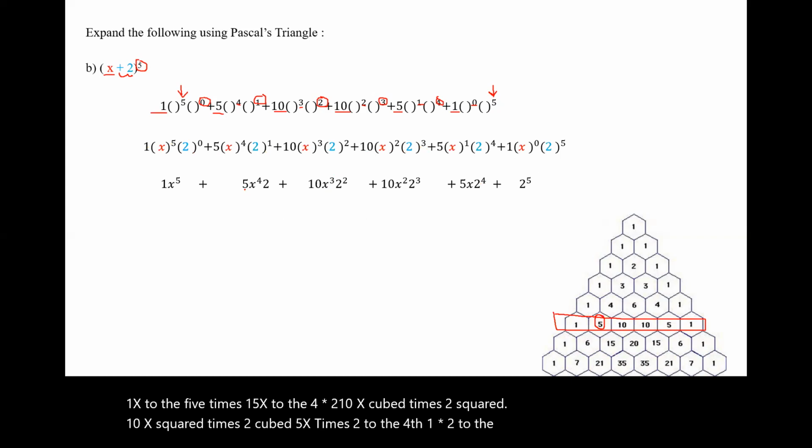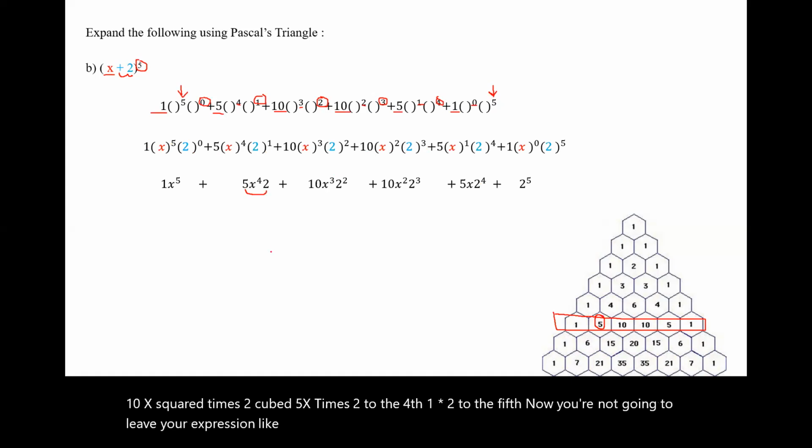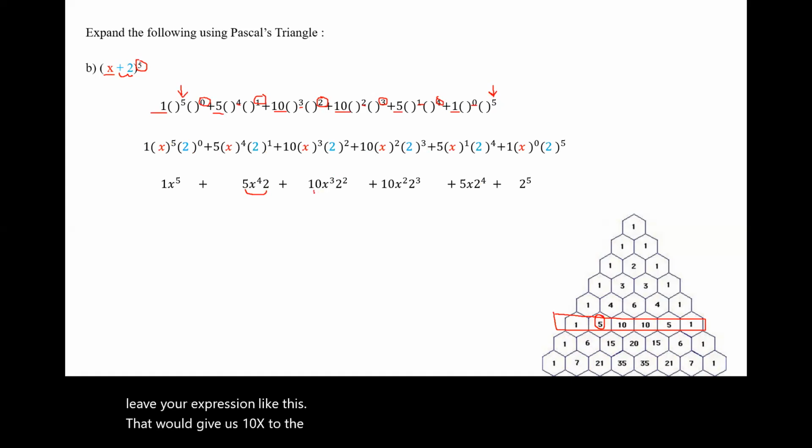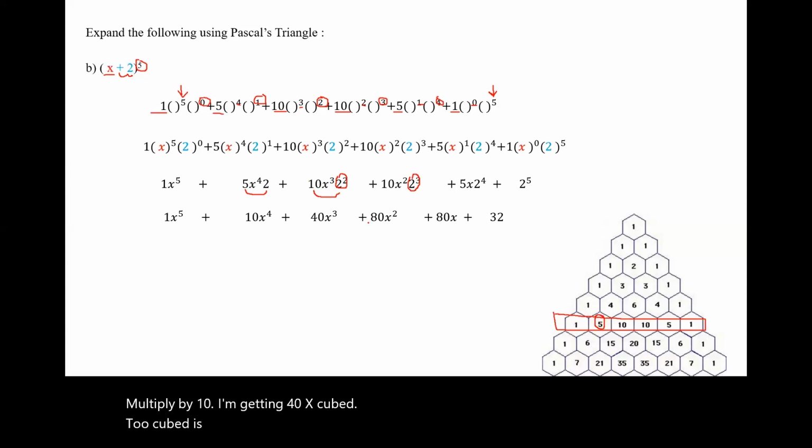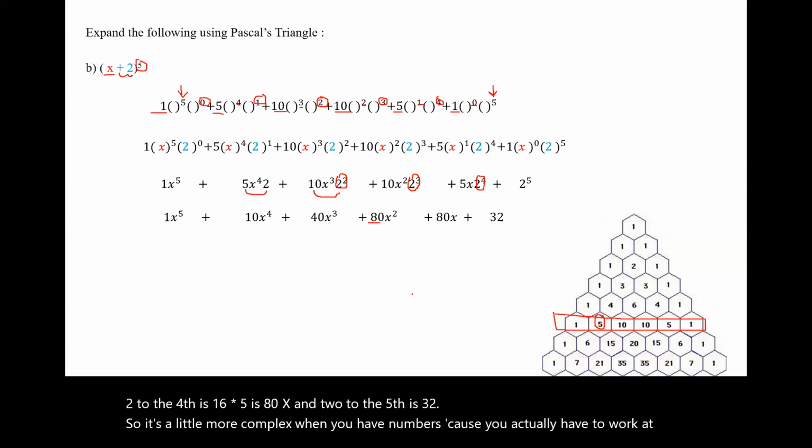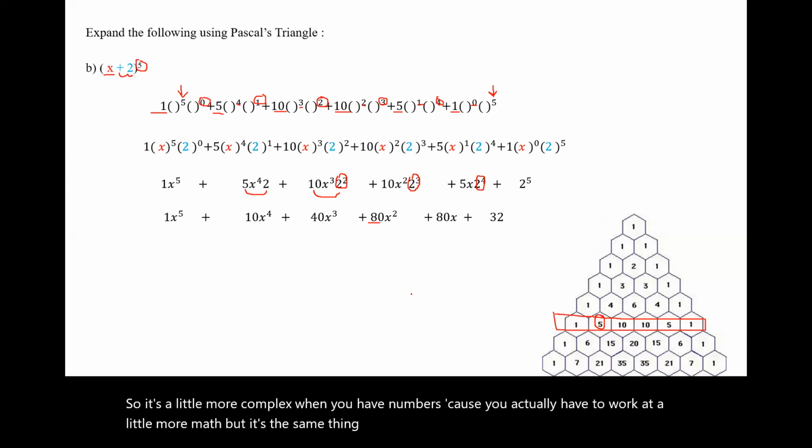Now, you're not going to leave your expression like this. That would give us 10x to the 4. What would this one give us? Make sure you square your 2, multiply by 10, I'm getting 40x cubed. 2 cubed is 8 times 10 is 80x squared. 2 to the 4th is 16 times 5 is 80x. And 2 to the 5th is 32. So it's a little more complex when you have numbers because you actually have to work out a little more math, but it's the same thing. And again, it's nice and quick.